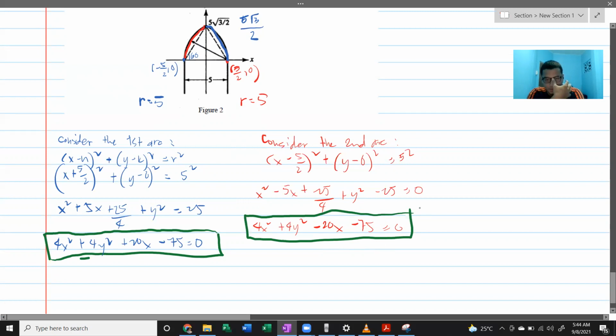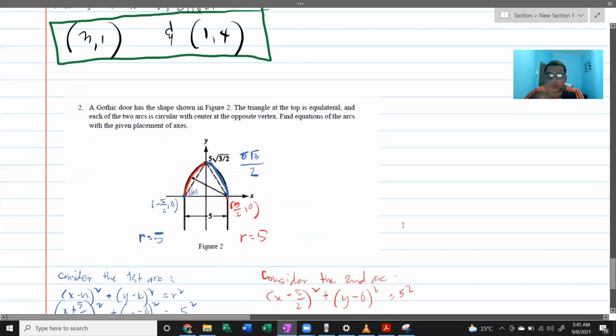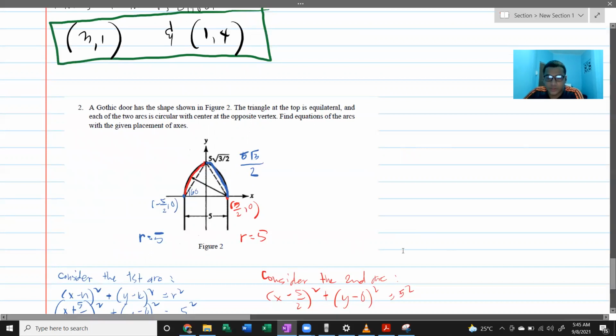So this is the equation of the two arcs. It's a very simple problem, an application of the equation of a circle. Let's proceed to our next sample.